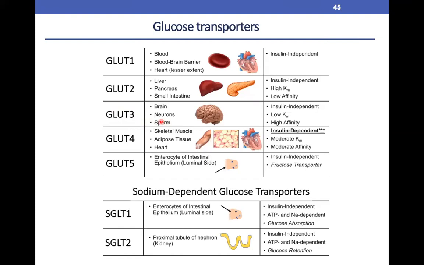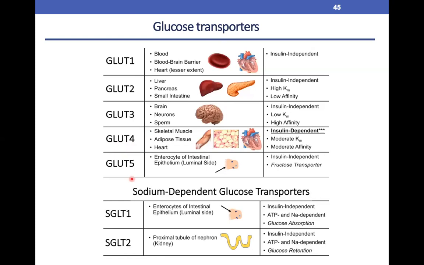The GLUT transporters that are on your neurons and that kind of stuff are specifically called GLUT3. GLUT4 is very special. GLUT4, you for sure have to remember. I'm going to go back to it, but just notice that over here, all of the organs that express GLUT4 receptors are responsible for storage of carbohydrates, specifically adipose tissue, of course, but also skeletal muscle is also responsible for storing glucose in the form of glycogen, right? So GLUT4 is paid special attention to.